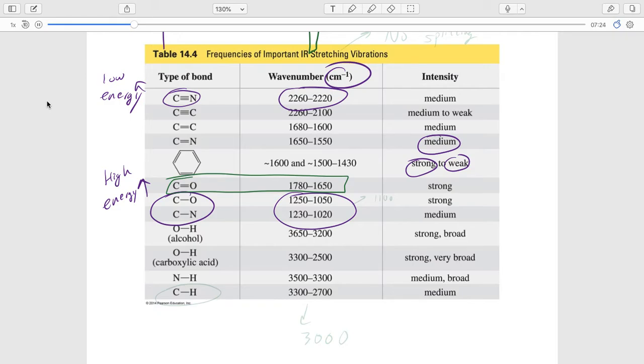So look for that. And then broad versus very broad is just how wide it is. And so with that in mind, I have a couple of problems that I pulled out from the textbook that we can work on. Let me see if I can remember what they are.